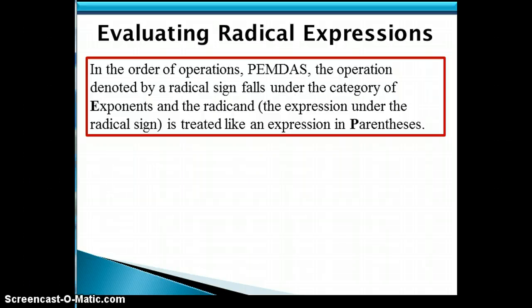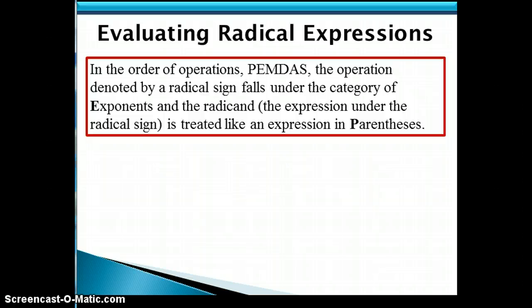Now when we're evaluating radical expressions, it's important to understand where radical expressions fit into the order of operations. The order of operations, remember, is PEMDAS, or Please Excuse My Dear Aunt Sally, to help us remember it. P is for parentheses, and E is for exponents, and those are the two categories that radical expressions will fall under. The operation that's denoted by the radical sign itself falls under the category of exponents.